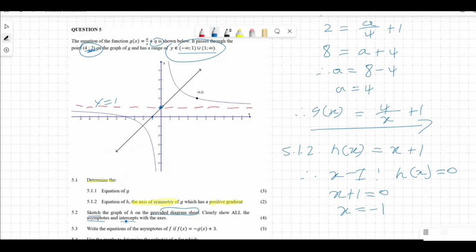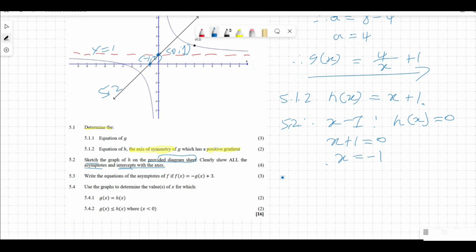Okay. And intercept with the axis. You see this? So they're looking for this coordinate, which is going to be what? 0 and 1. As you can see, it's positive 1 here. And then this one, it's going to be what? Negative 1 and 0. So by doing this, we have shown the intercept with the axis. How many marks? 4 marks.